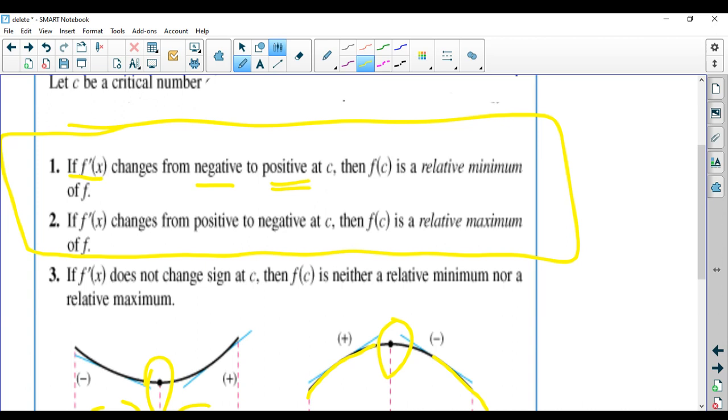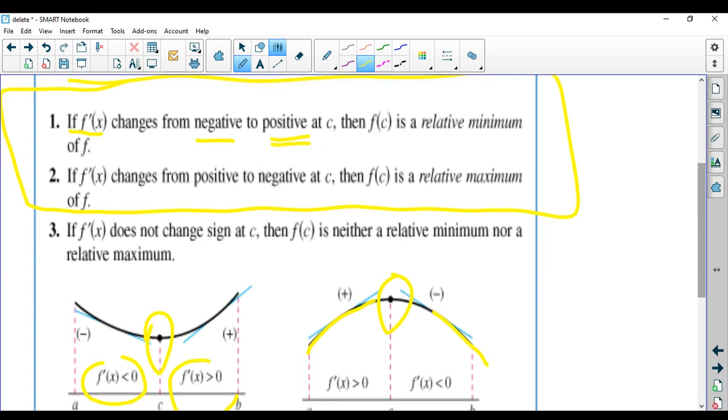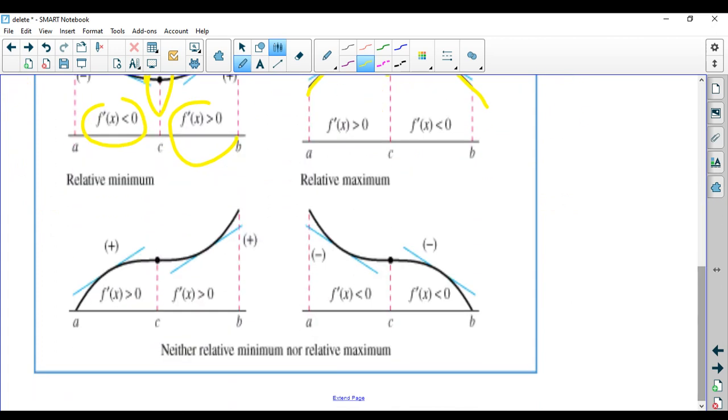It is possible, though, if you find a critical number, that the derivative doesn't change signs. Those would be graphs that look like this and this. If it goes from positive to positive, obviously this is not a relative minimum or maximum. It's just a point. Same thing if it goes from negative to negative. So that's just saying that just because you have a critical number, it doesn't mean you have a relative extrema.